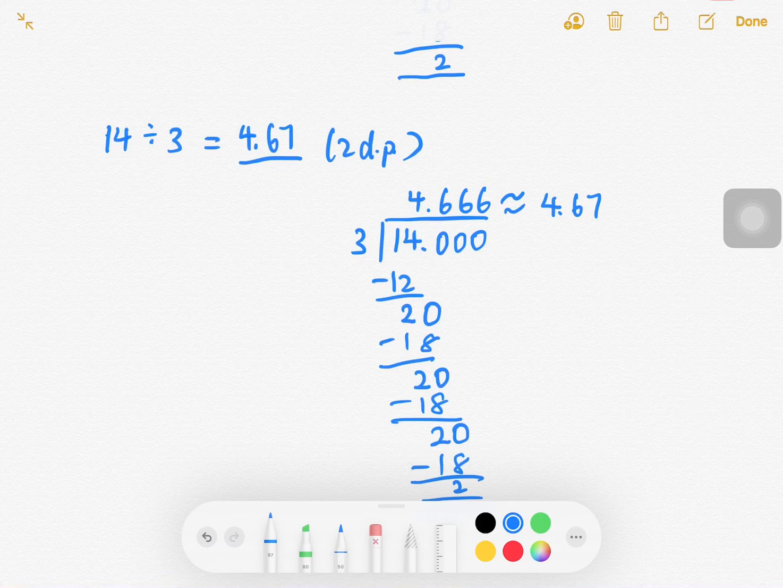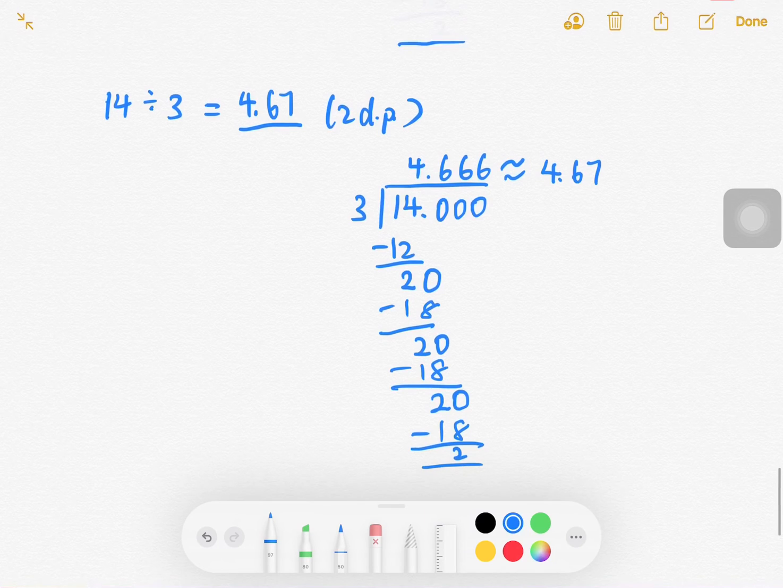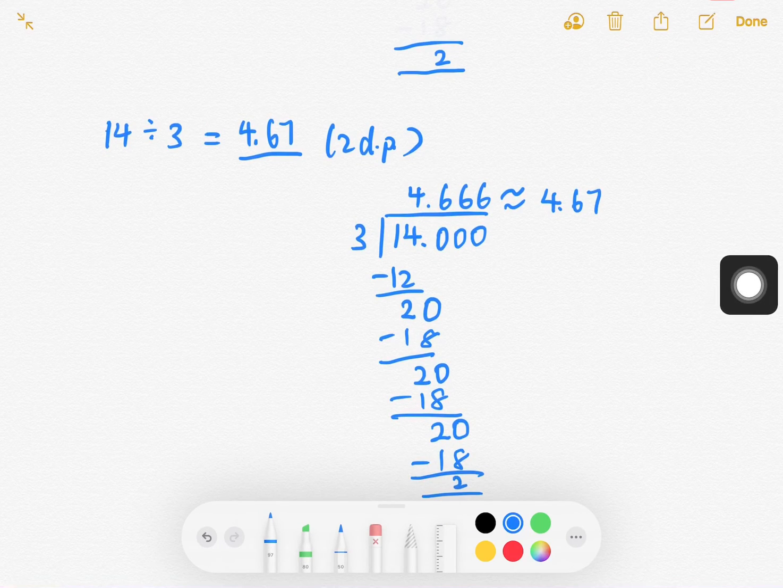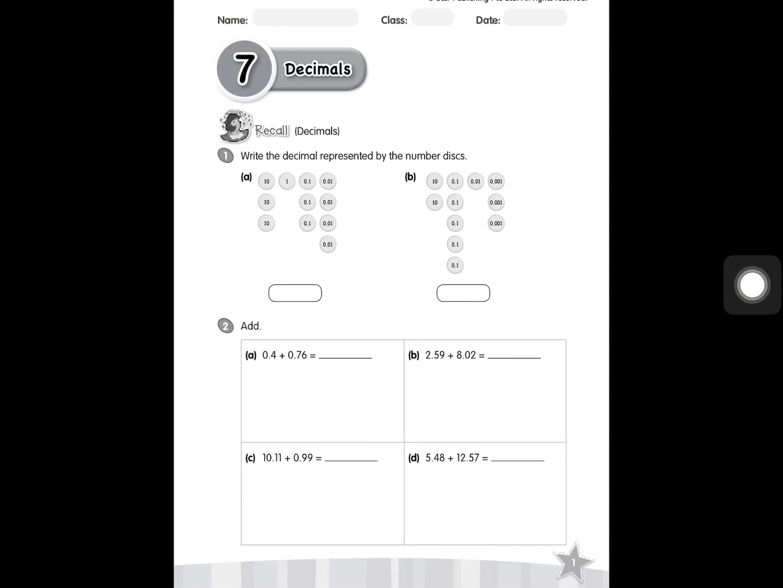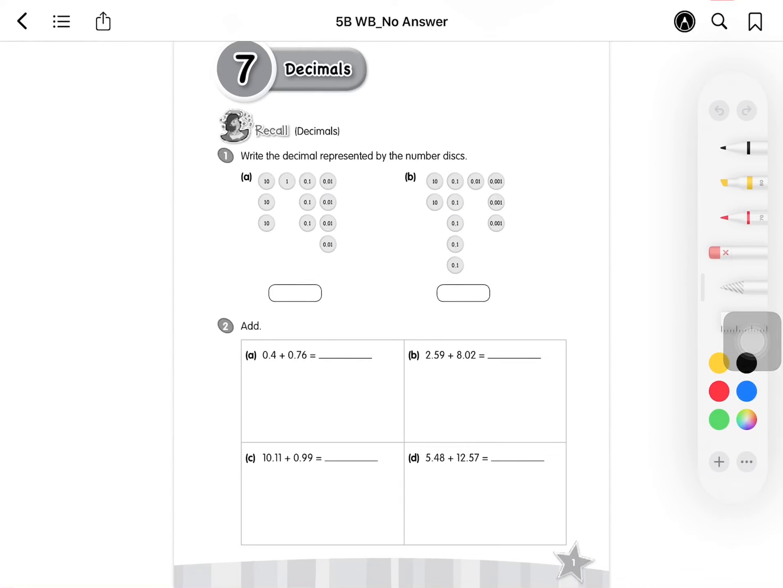And these are all the things that you need to know to help you cover your recall work. So I'm going to move on to your workbook. This is what you need to do. I believe question 1 you shouldn't have any problem. So let's move on to question 2.